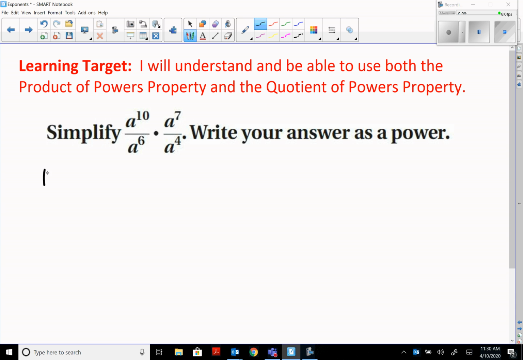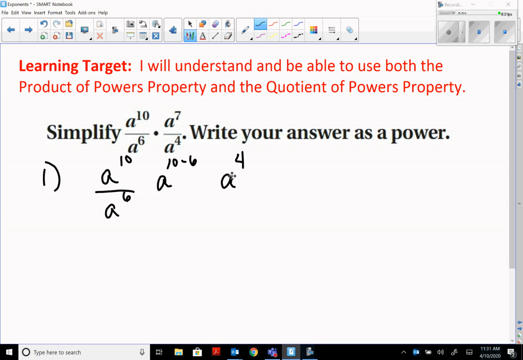So with the quotient of powers property, I'm going to look at each of these two fractions that I am multiplying. So in the first one, A is the base for each of them, and I'm dividing. So what I'm allowed to do is subtract the exponents. So instead of writing it as A to the 10th power divided by A to the 6th power, I'm going to write it as A to the power of 10 minus 6. And I know that that is actually A to the 4th power.